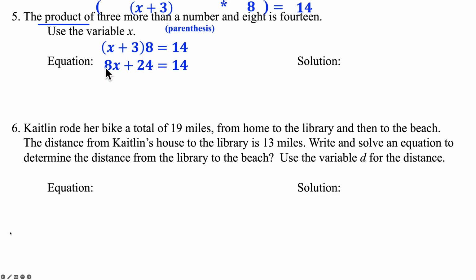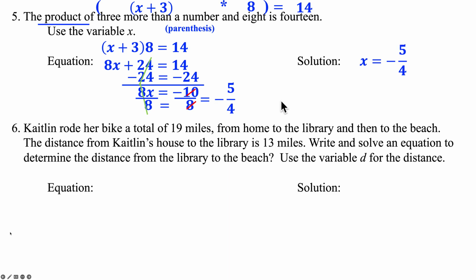What this does is it allows me to work with whole numbers or integers, and my fraction will appear on the last step. I subtract over the 24. 8x equals a negative 10. I divide by 8. We can reduce by 2. We get negative 5 halves. Negative 5 fourths. Going a little too fast there.